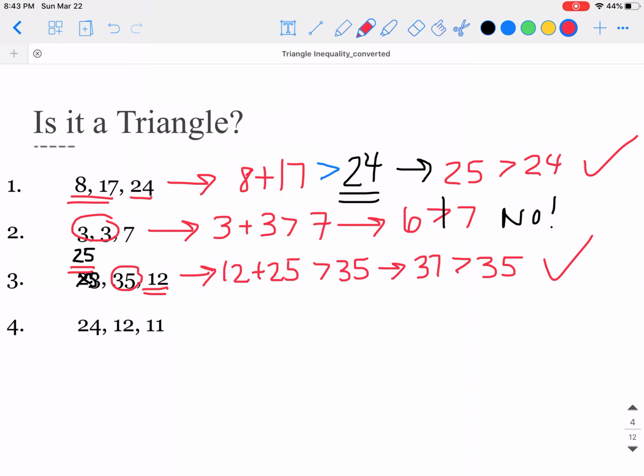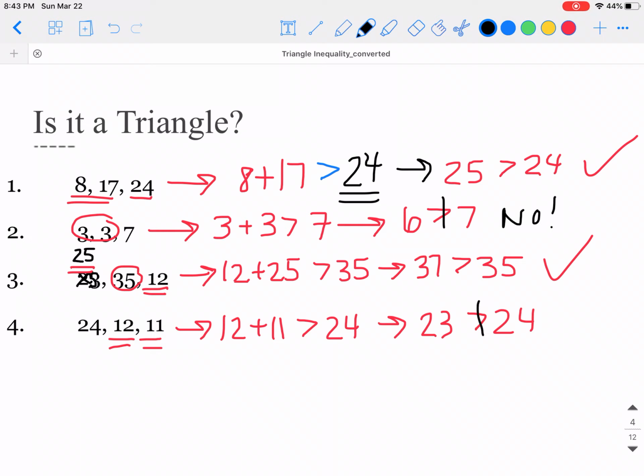And number 4, we have three side lengths, 24, 12, and 11. Our smaller sides are 12 and 11, so our inequality is going to be 12 plus 11 must be greater than 24 for this to form a triangle. When we simplify, 12 plus 11 gives us 23. 23 is not greater than 24, so these three side lengths do not form a triangle. So if you're given three side lengths and you're asked whether or not they form a triangle, you just have to set up an inequality using the sum of the smaller sides and making sure that it's larger than the third side.